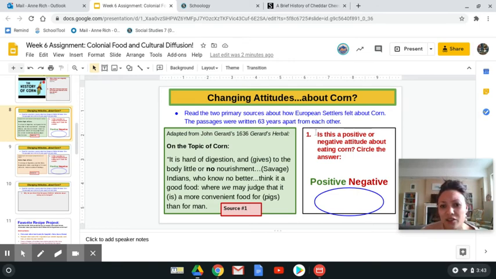I would like you guys to answer the question: is this a positive or negative attitude about eating corn? Use this circle here and drag it over the correct answer. Pause until you're done and then move on to the next one.